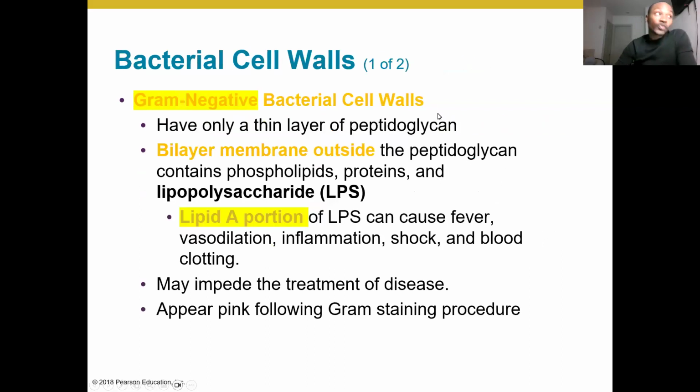When we're looking at bacterial cell walls, gram-negative cell walls have a thin layer of peptidoglycan, but remember that only in gram-negative will we find the lipid A portion. The lipid A portion is only in gram-negative. And because it is gram-negative, this lipid A portion may impede the treatment of disease. And again, gram-negative bacteria appear pink following gram staining.